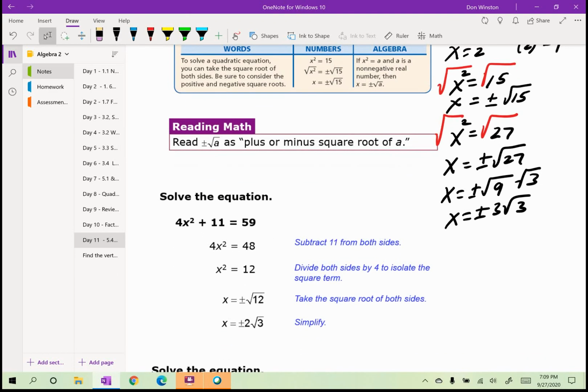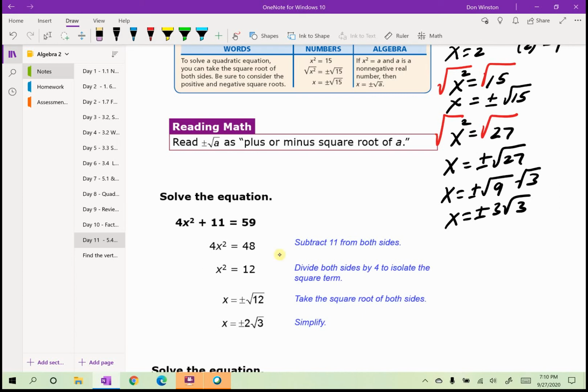Okay, so let's look at some examples they gave us. They said solve the equation 4x squared plus 11 equals 59. We subtract 11, we get 4x squared is equal to 48. We divide by 4, we get x squared is equal to 12. We take the square root of both sides, we get x is equal to plus or minus root 12.